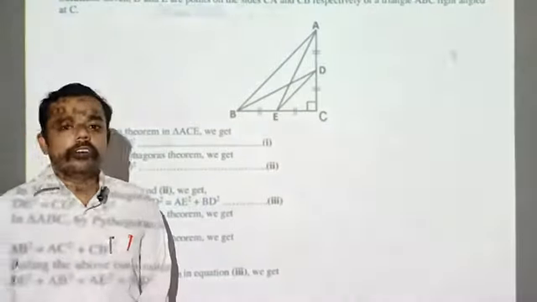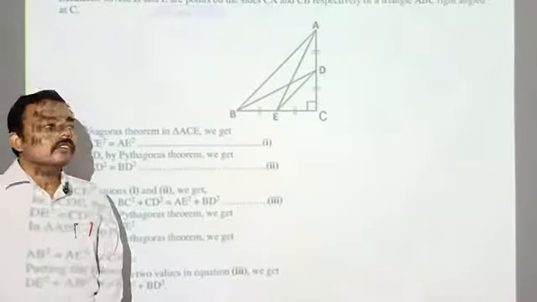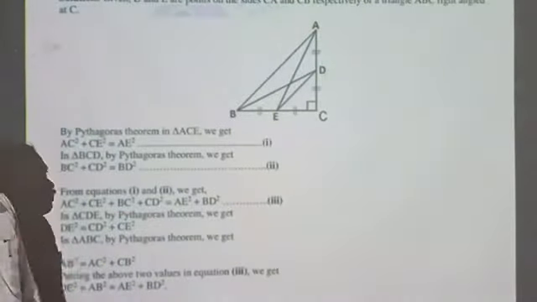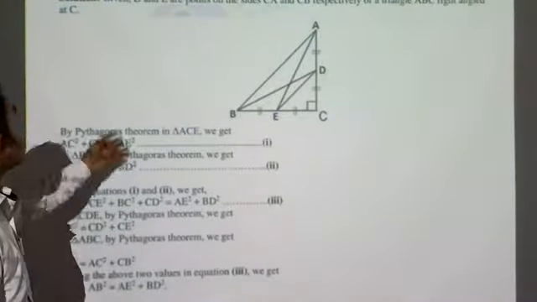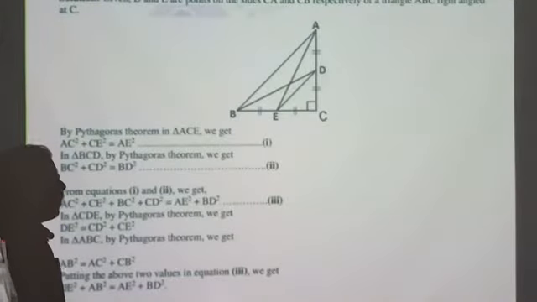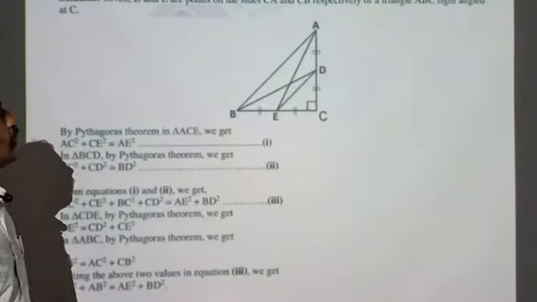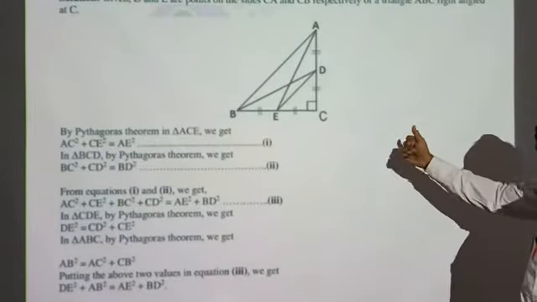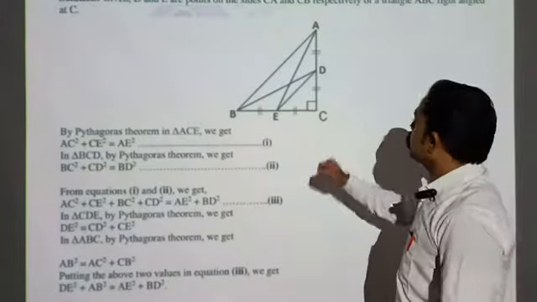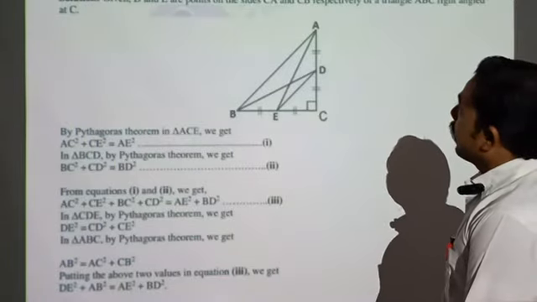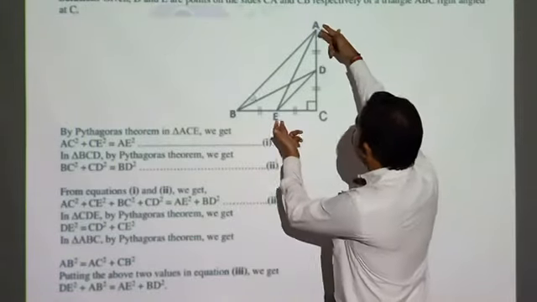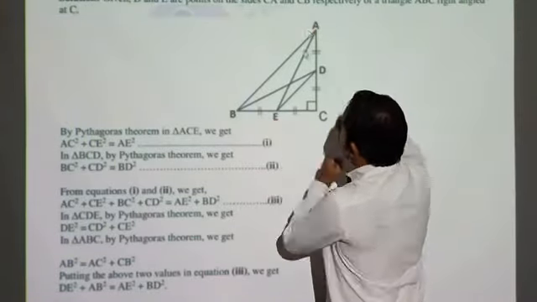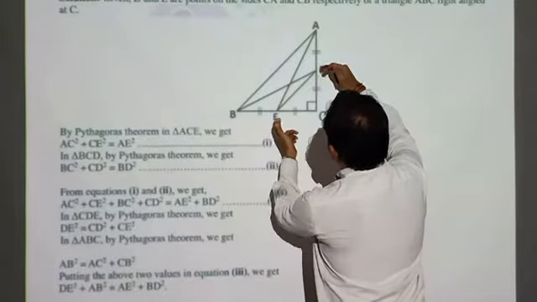Hello, today we are going to discuss exercise 6.5, triangles, with 13 problems. For this problem, D and E are points on the sides CA and CB respectively of a triangle ABC, right angled at C. Prove that AE squared plus BD squared equals AB squared plus DE squared.